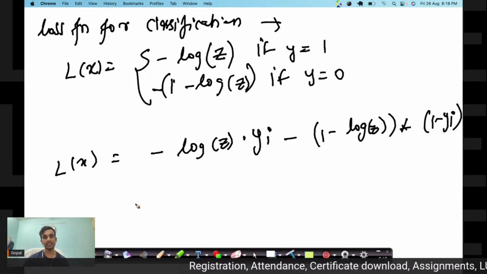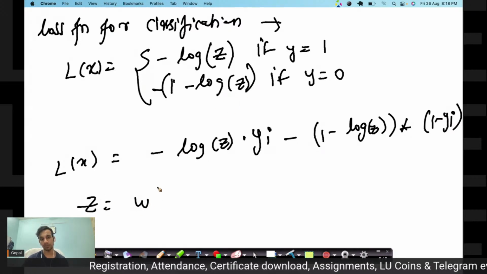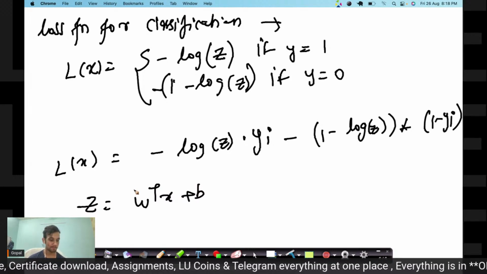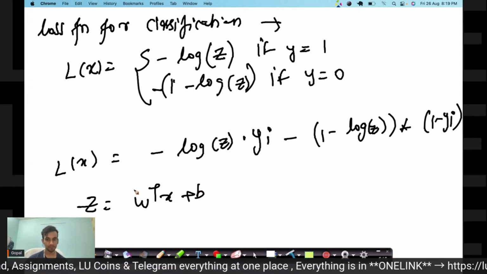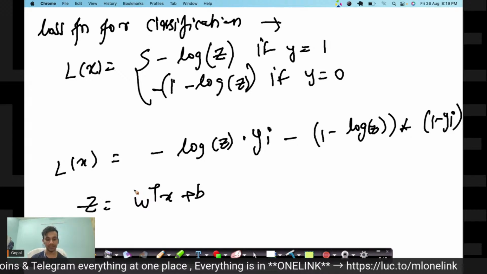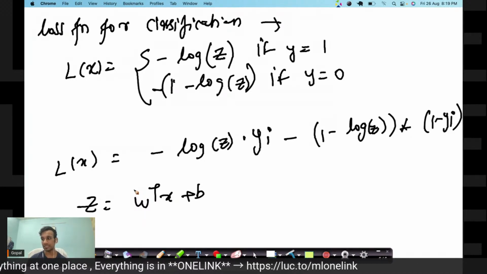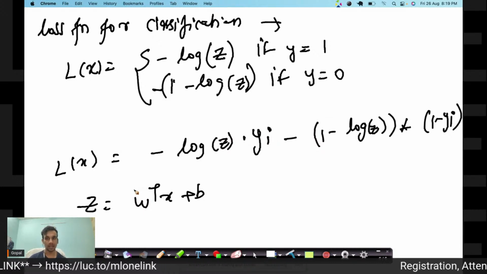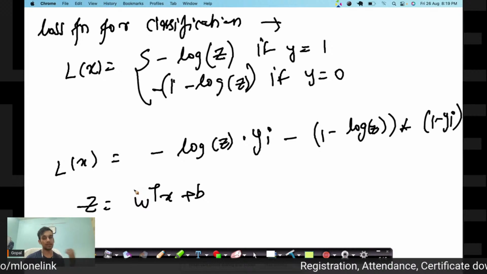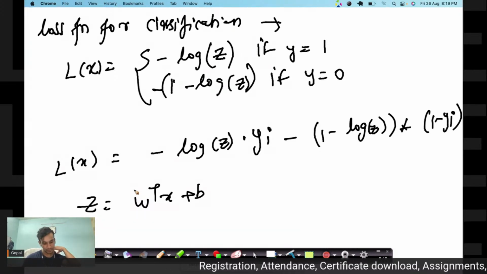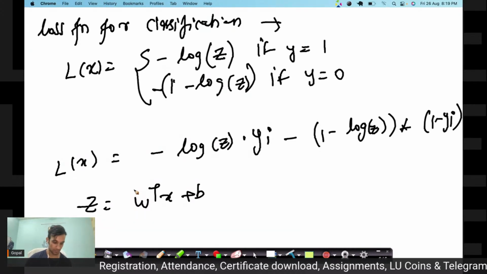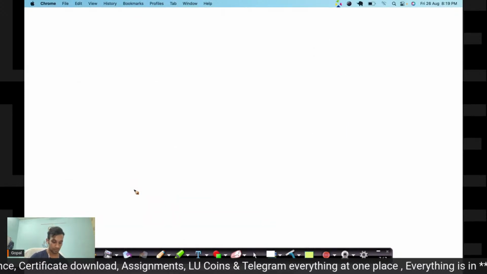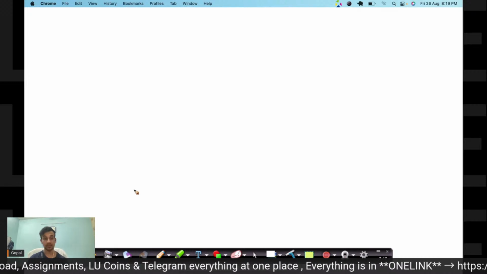And what exactly is your Z here? This Z is nothing but W transpose X plus B. I will explain what exactly this is in a while. My question to you right now is, how many of you are familiar with matrix multiplication or matrices in general? Have you ever heard about matrices in mathematics or not? Just let me know. Yes? All right, that is great.